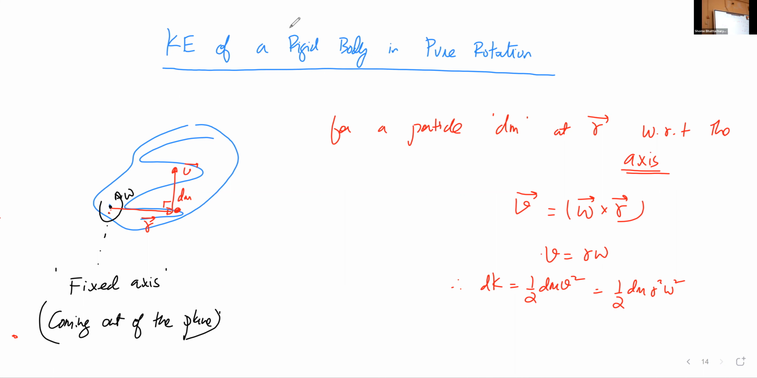And once integration comes in, you see that omega is a term common to all the dm's. So omega square and half will come outside of the integration. So again, kinetic energy is proportional to omega square into half into some other factor instead of mass. And that other factor becomes the inertia of the body with respect to rotation. Whereas mass was the inertia of the body with respect to translation, because translational kinetic energy was what? Half mv square.